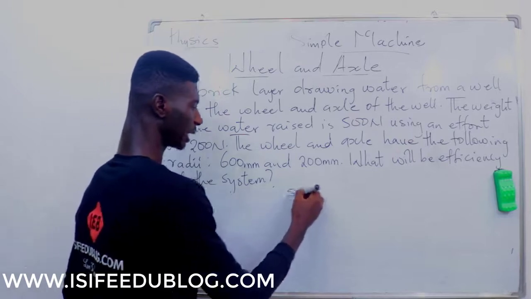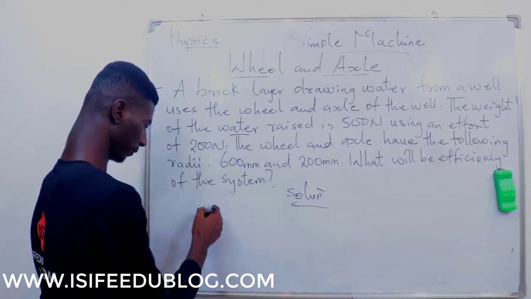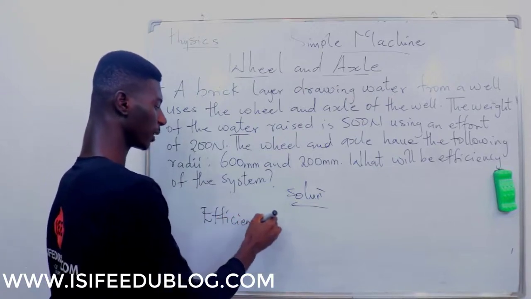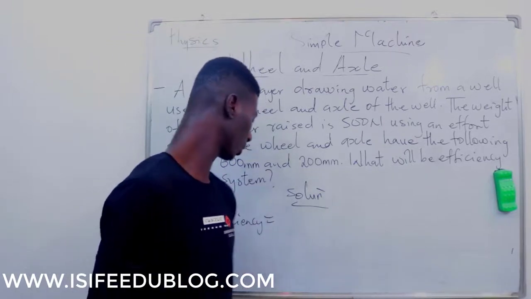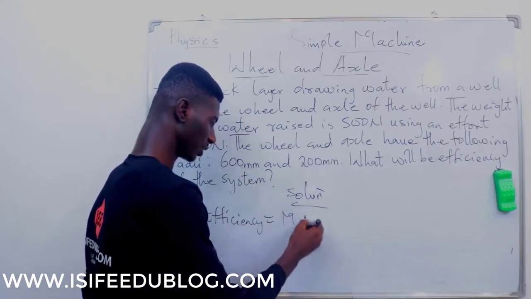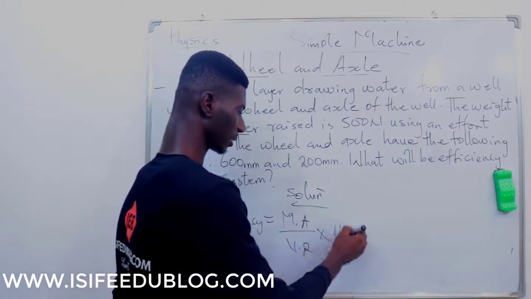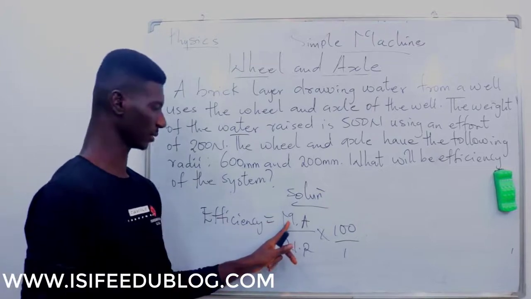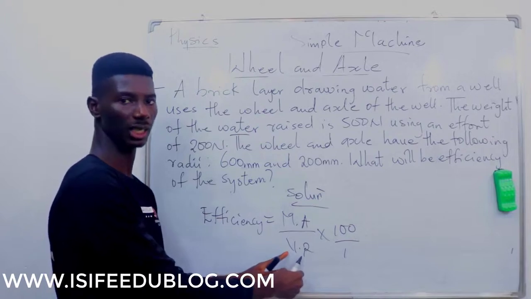Remember, I've always said that efficiency is a standard formula. In this question, we are making use of the second formula for efficiency. If you missed our tutorial, please go to Isifedu blog. So efficiency, we know, is mechanical advantage divided by the velocity ratio times 100 over 1. We need to get the mechanical advantage, and we also need to get the velocity ratio.